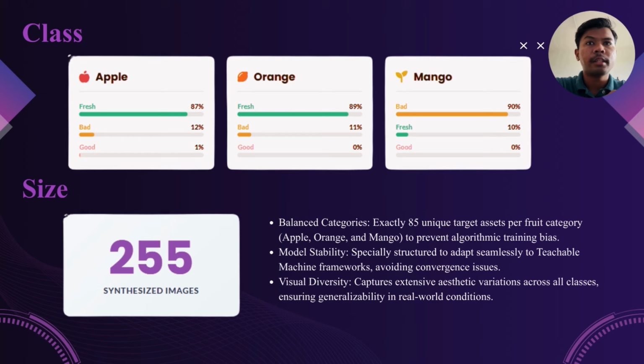The fourth one is model stability. The dataset structure was designed to work effectively with machine learning frameworks and helps the model learn more consistently during training. And the last one is visual diversity. We included images with different colors, lighting conditions, angles, and appearances to ensure that the model can generalize well to real-world situations.